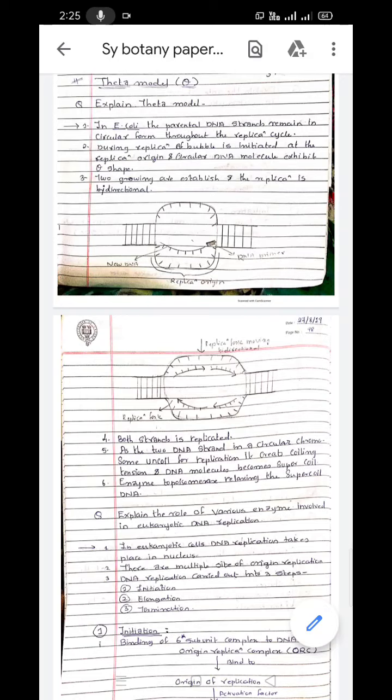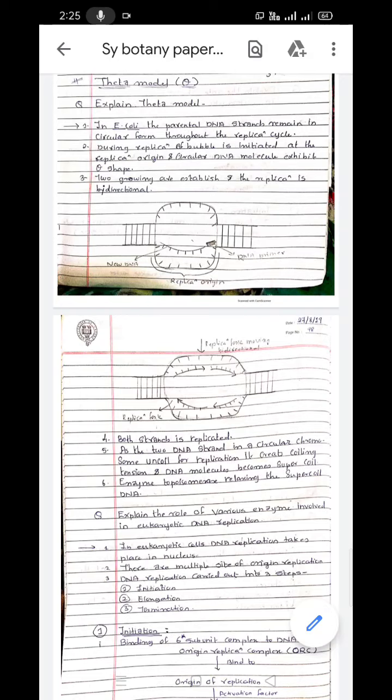But overall, in the replication process, this DNA is in circular form, and they form two new DNA strands from one old strand. So this process happens in prokaryotes and also in E. coli. These theta models are observed in all the prokaryotes, in E. coli, and in those cells which contain circular DNA.